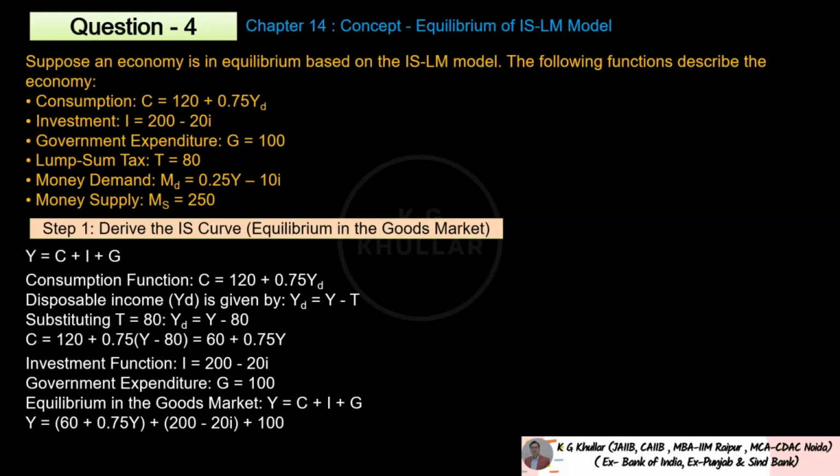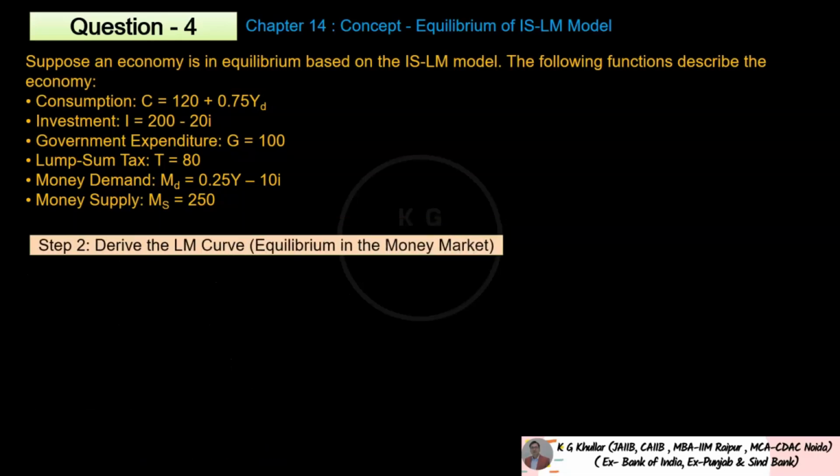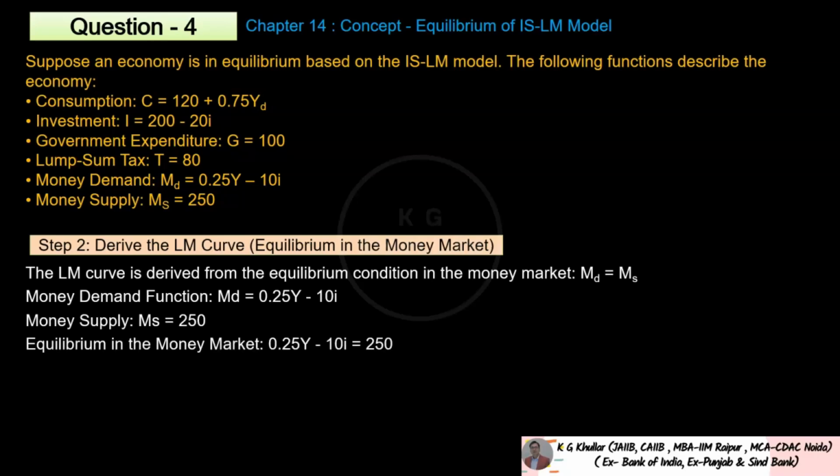After this, let's derive the LM curve equation. The LM curve is derived from the equilibrium condition in the money market as MD equals MS. The money demand function, that is MD, is given as 0.25y minus 10i, and the money supply function, that is MS, is given as 250 here. So the equilibrium in the money market becomes 0.25y minus 10i equals 250. On rearranging, you will get Y equals 1000 plus 40i, which is nothing but our LM curve equation.